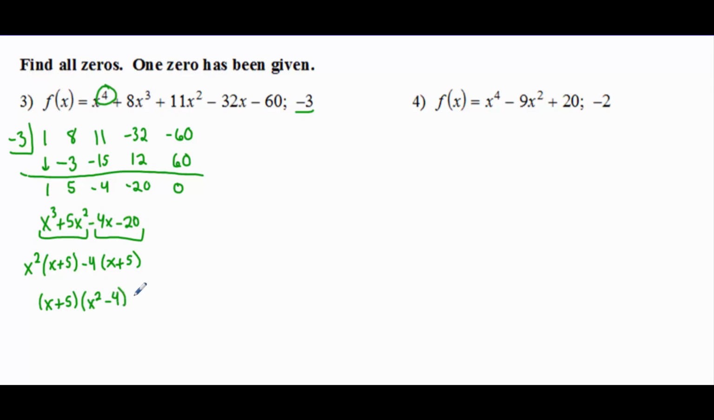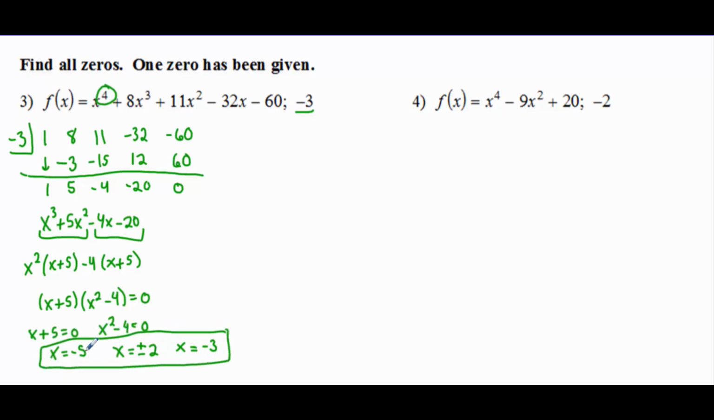Now we can go ahead and set this equal to 0. You can factor x squared minus 4 if you want to, but you can also just set it equal to 0 and solve. X plus 5 equals 0. X squared minus 4 equals 0. So I get negative 5. And I get x equals, if I add 4 over and then square root, positive and negative 2. Also, we know that x equals negative 3 from the beginning, because this started off as x to the 4th, so we should be getting 4 answers. And so we have negative 5, negative 3, positive 2, and negative 2.